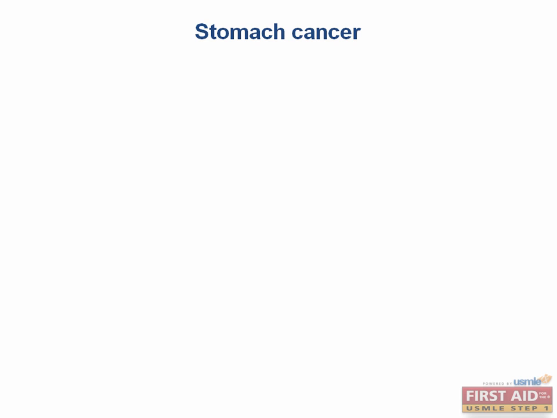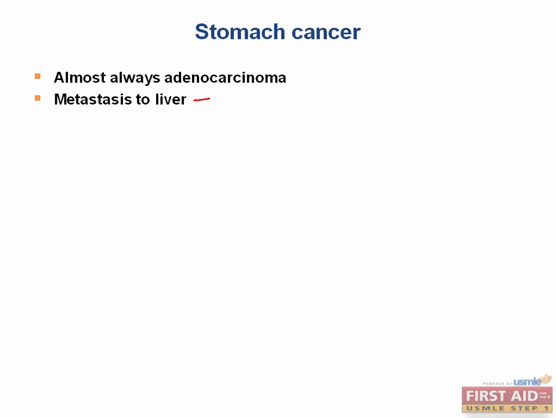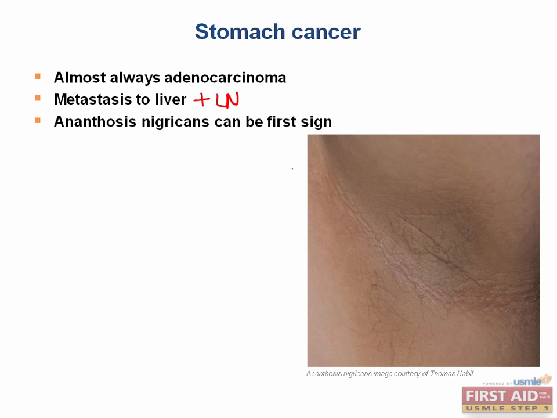Stomach cancer is almost always adenocarcinoma. This is an aggressive tumor that spreads locally early on. Where does it frequently metastasize to? Well, it frequently metastasizes to lymph nodes and the liver. The first sign of the disease may actually be acanthosis nigricans, which is a grayish-brown discoloration of skin regions, notably in the axilla and neck. Here we can see a picture of acanthosis nigricans in the axilla.